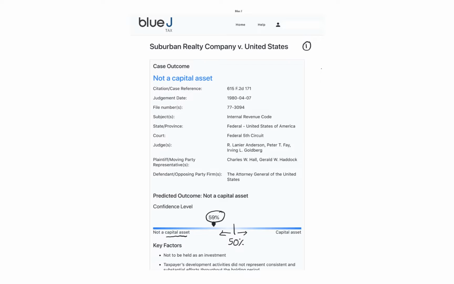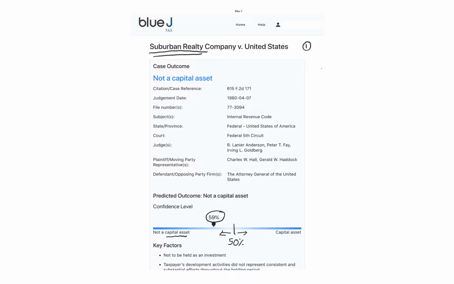I actually said this in our memo, though I didn't read it to you: there are many facts that suggest our case goes even beyond Suburban Realty, especially looking at things like questions O and P, where you're looking at the number of transactions, right?